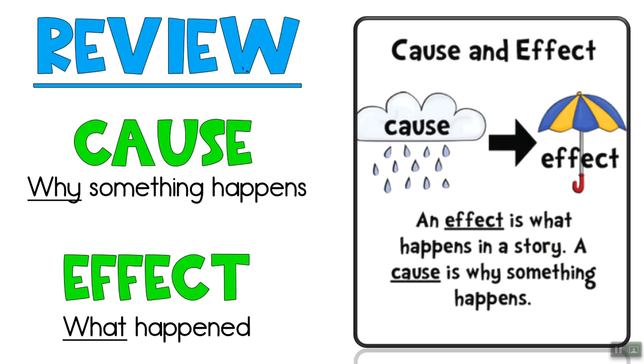So to wrap up what we learned today, our cause is why something's happening, and our effect is what happened because of that. So for example, because it was raining, that led us to needing an umbrella. So the effect of the rain was needing an umbrella, and needing an umbrella was caused because of the rain.